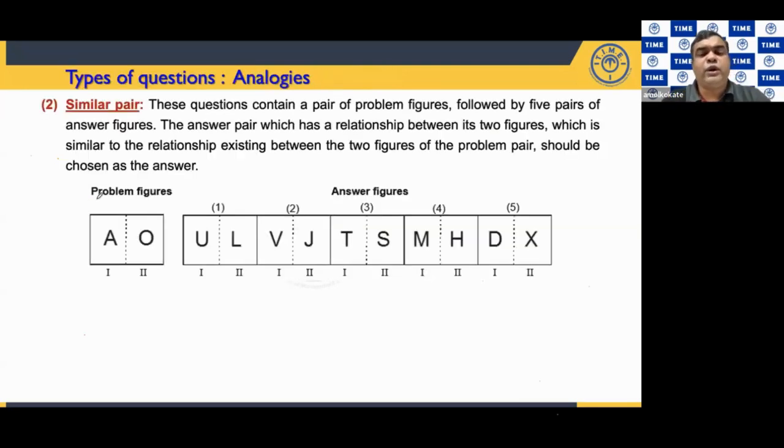Now this is a question we discussed when we discussed the types of question. This was a similar pair question. We didn't discuss that question; I told you we'll discuss that later. Can you see that now? A and O have some logic. Can you get the same logic? Which pair has the same logic?